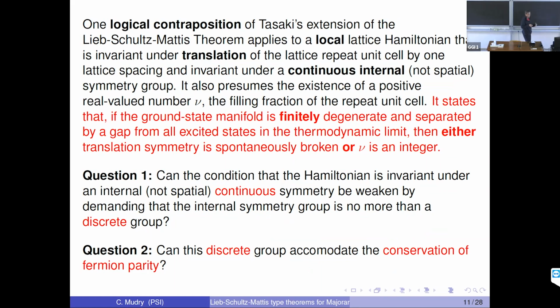And I want to stress that if you don't break translation symmetry spontaneously, you simply cannot have finite degeneracy of the gapped ground state manifold. This is tantamount to saying that under his hypotheses, you cannot have something like topological order. On a torus, finite degeneracy without breaking any of the protecting symmetries is impossible. So this is a specialized version of a no-go theorem for topological order in one dimension.